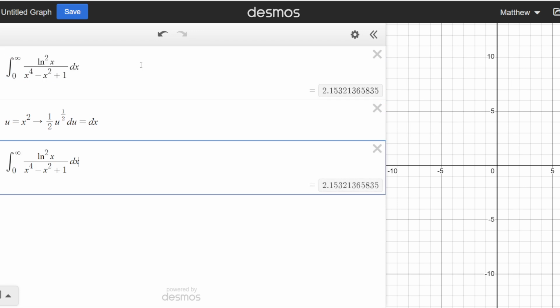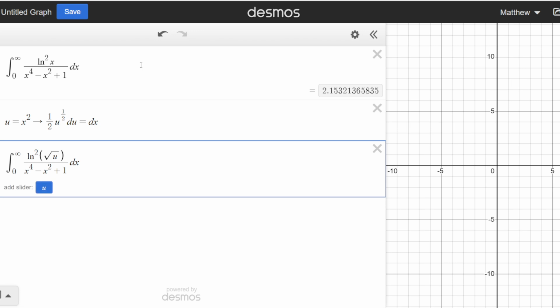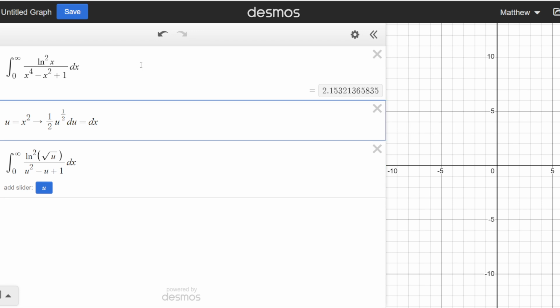du. 1/2 u to the 1/2 du is equal to dx. Let's plug that in. All right. Well, our x is square root of u. Okay, let's see. Our x to the 4th is just going to become a u squared. This is just going to become a u. And our dx is this.